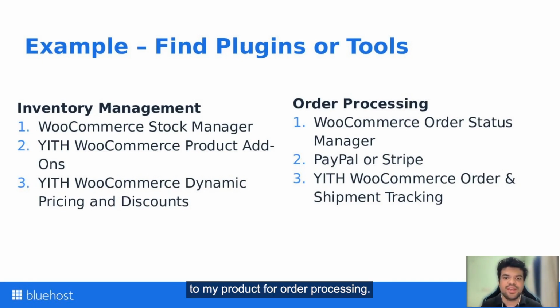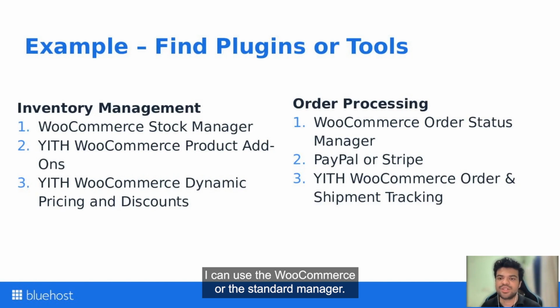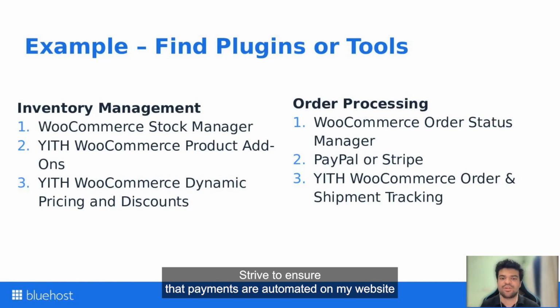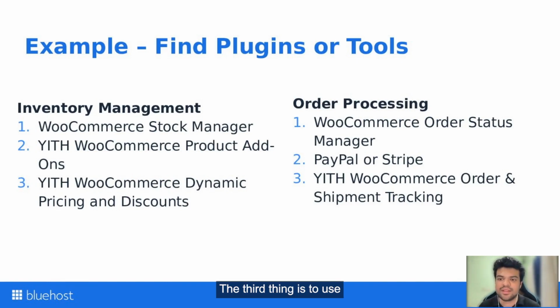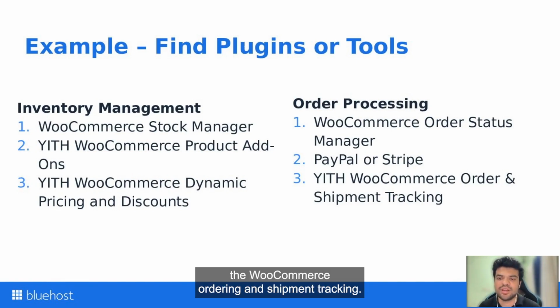For order processing, I can use the WooCommerce Order Status Manager that allows me to create, edit, and manage my order statuses better. I can use a payment gateway plugin like PayPal or Stripe to ensure that payments are automated on my website and are following all the standards that are set in a particular country. The third thing is to use WooCommerce order and shipment tracking. This allows your customers to easily track shipments of their orders, and it also notifies them.